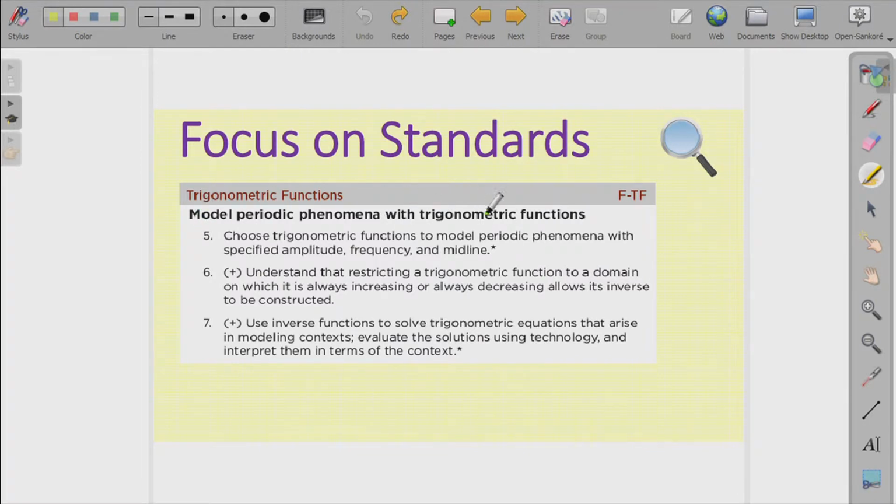Under modeling with trig functions, we have Standard 5, choosing a trig function to model a periodic phenomenon, knowing its amplitude, its frequency, and its midline. Standards 6 and 7 are plus standards. They'll be addressed in pre-calculus. These standards focus on inverse functions and are not a point of emphasis in Algebra 2.